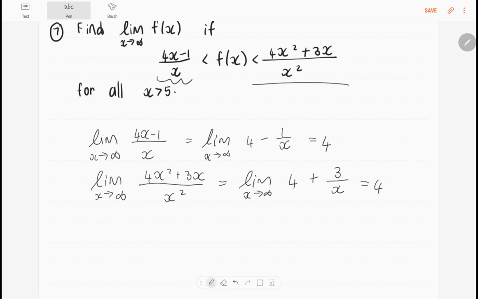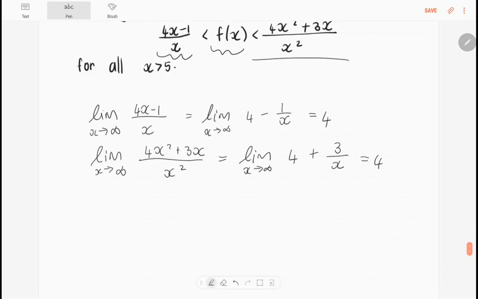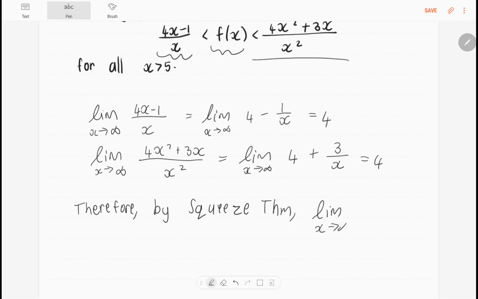So we can say by the squeeze theorem, the limit of f of x also has to be 4. So therefore, by the squeeze theorem, the limit as x approaches infinity of f of x is 4.